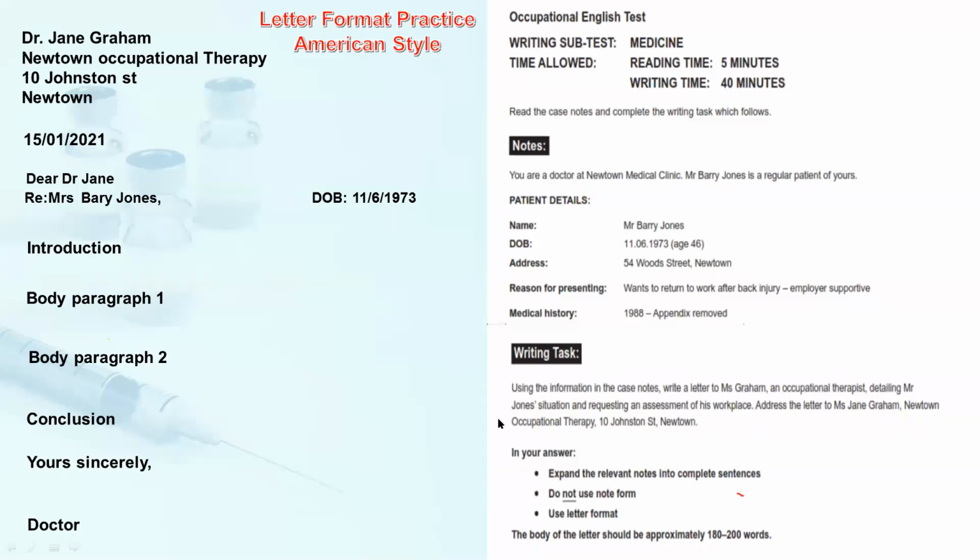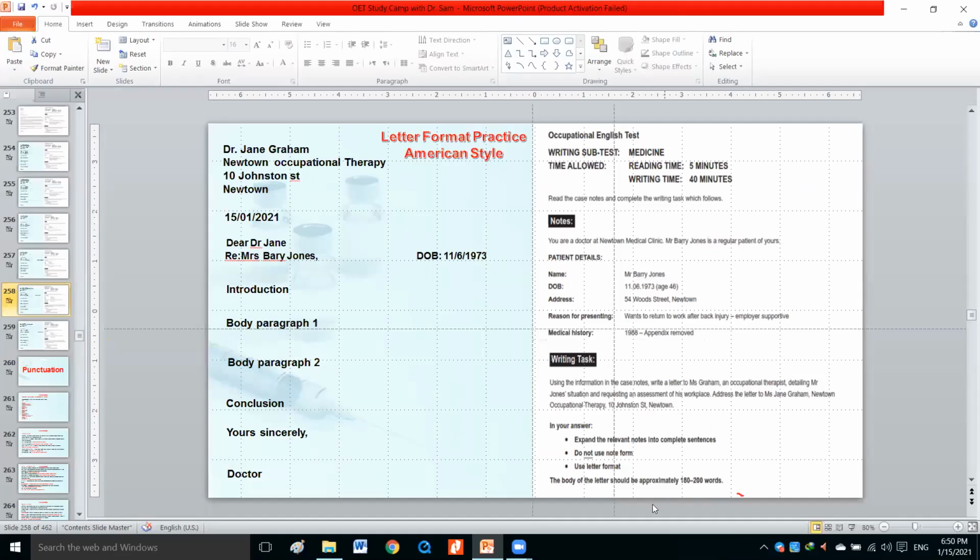Okay. So, who is the recipient? The recipient is Ms. Jane Graham, which is the occupational therapist in Newtown Occupational Therapy. And who is the patient? The patient, Mr. Jones. Yes, and this is the full name of the patient, Barry Jones. And this Ms. is pronounced like Ms., not Miss. Okay. So let's start.